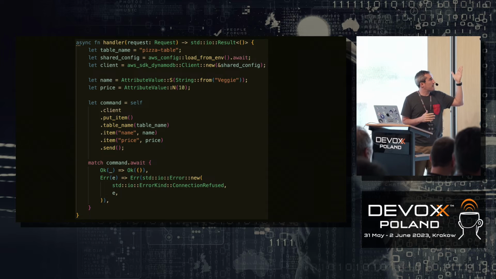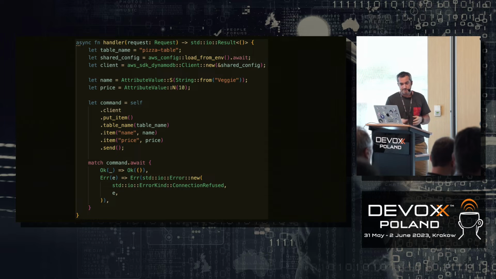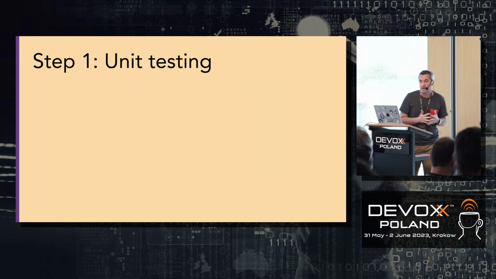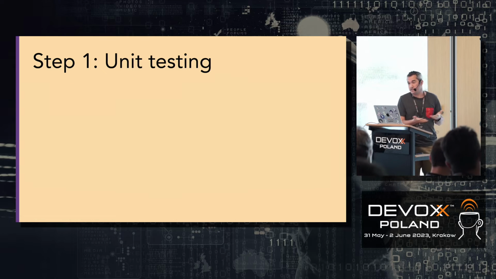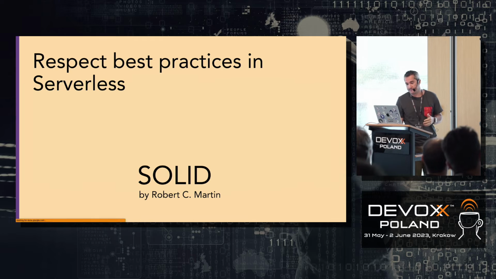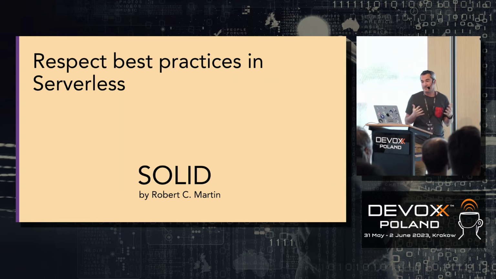So first, we load the DynamoDB client, we create the command, and we send it. So let's test it with unit testing, because serverless and especially Lambda is a piece of code and you can unit test it. So let's do that. But you need to remember that just because we are using serverless and it's really easy to ship code to a Lambda function, we should not ignore best practices.